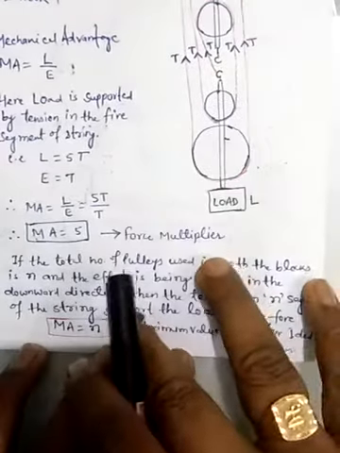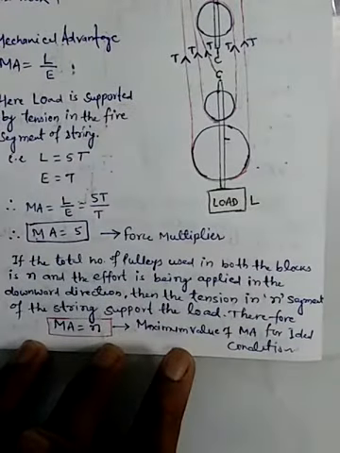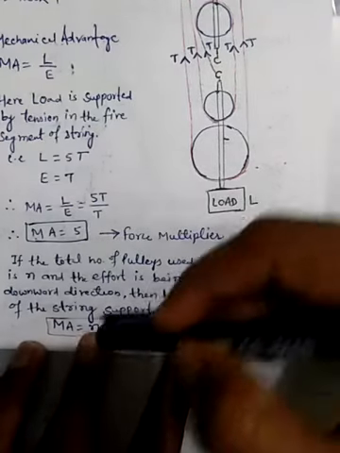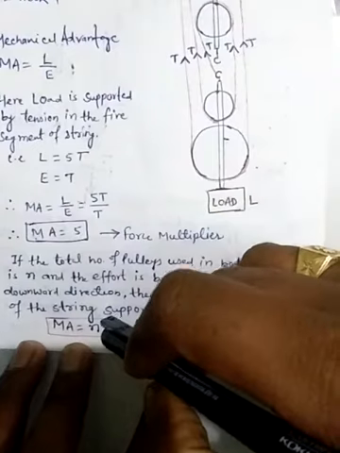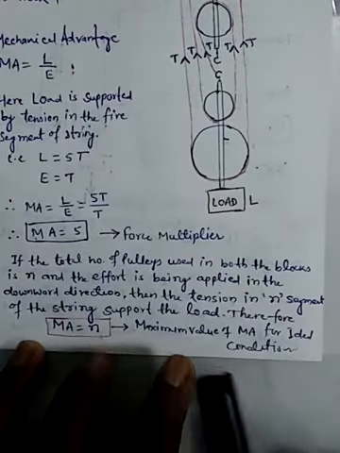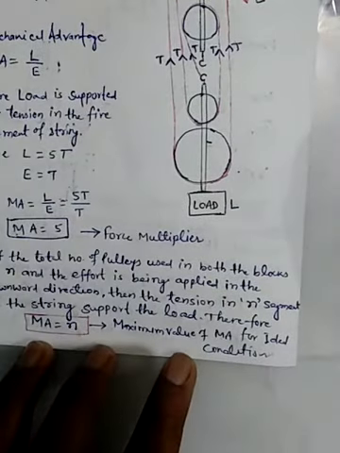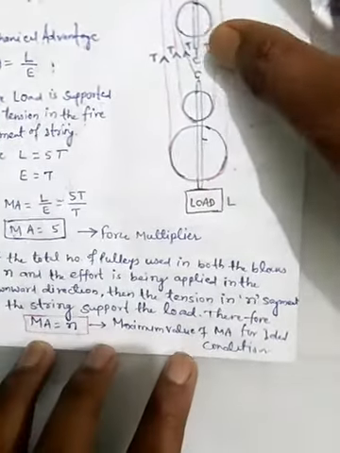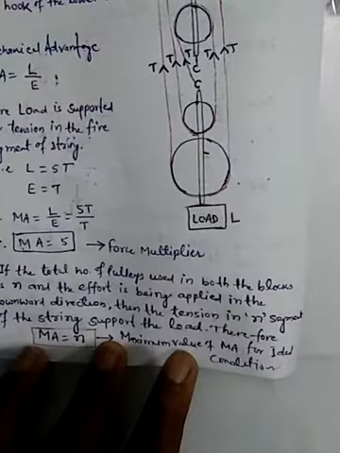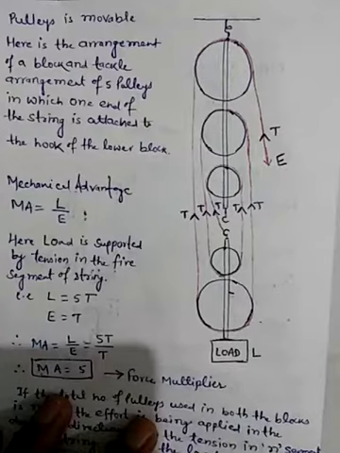Therefore, the number of segments will be equal to the number of pulleys in the system, which is equal to n. Therefore, mechanical advantage will also be equal to n, and this is the maximum value of mechanical advantage for the ideal condition, that is, the efficiency of the system will be 100%.